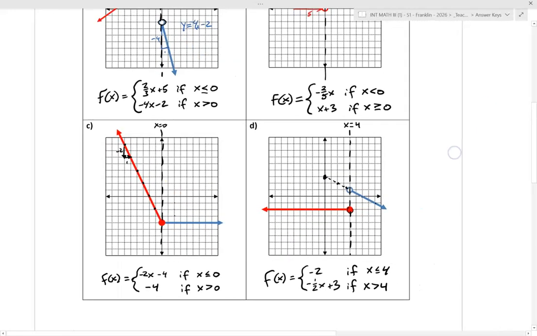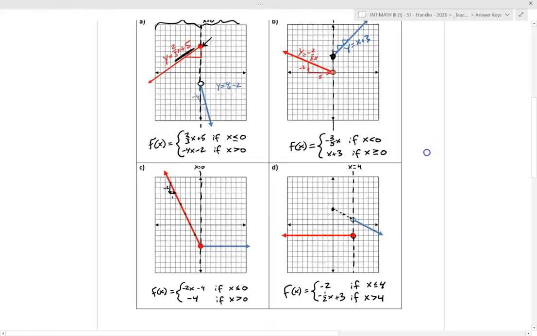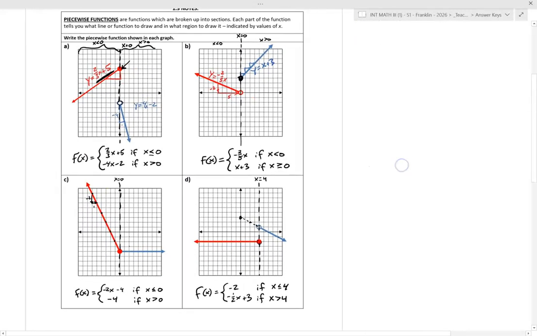Okay, so that's the process for writing a piecewise function. Figure out where your function transitions from one to the next, and then look at each half of the graph, figure out what the equations of those lines would be, and then you can use all that information to build your piecewise function.